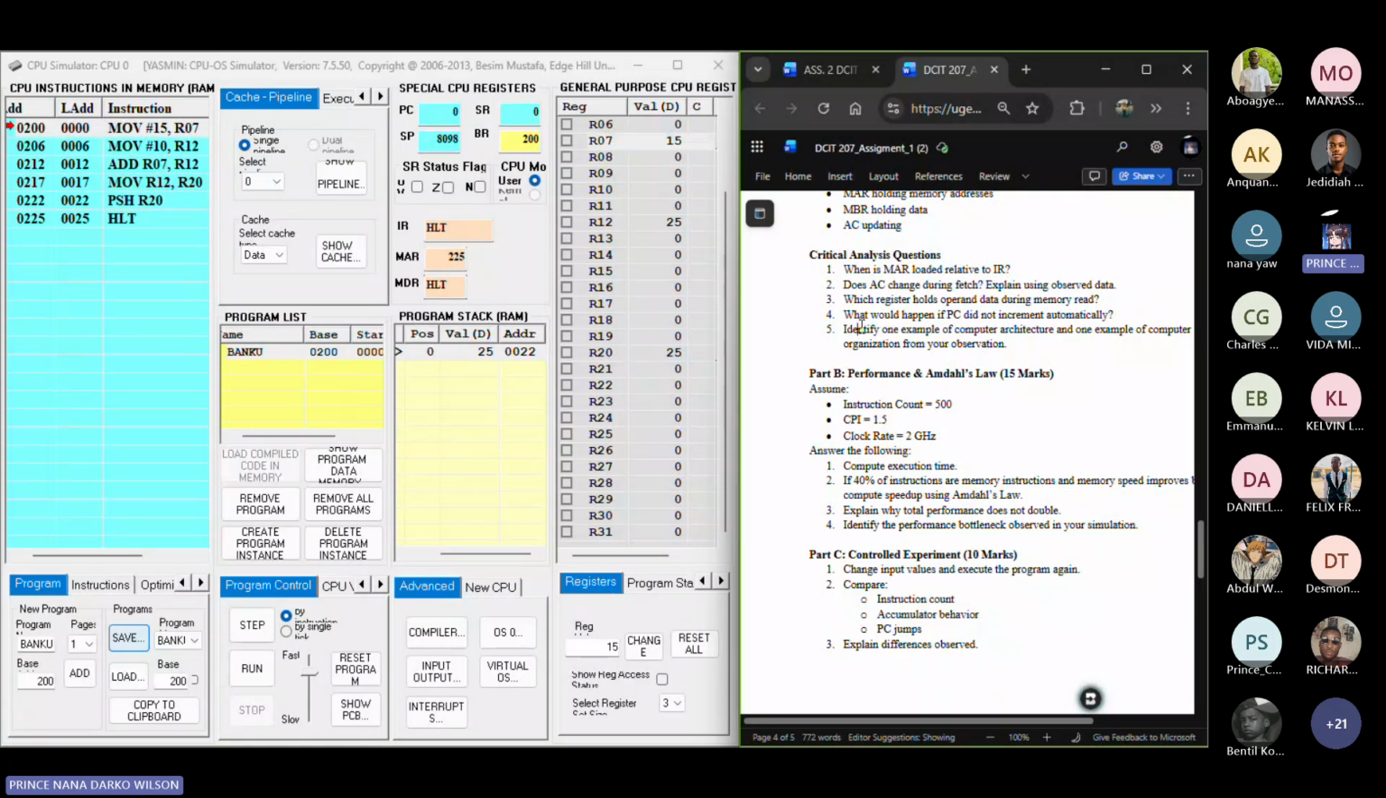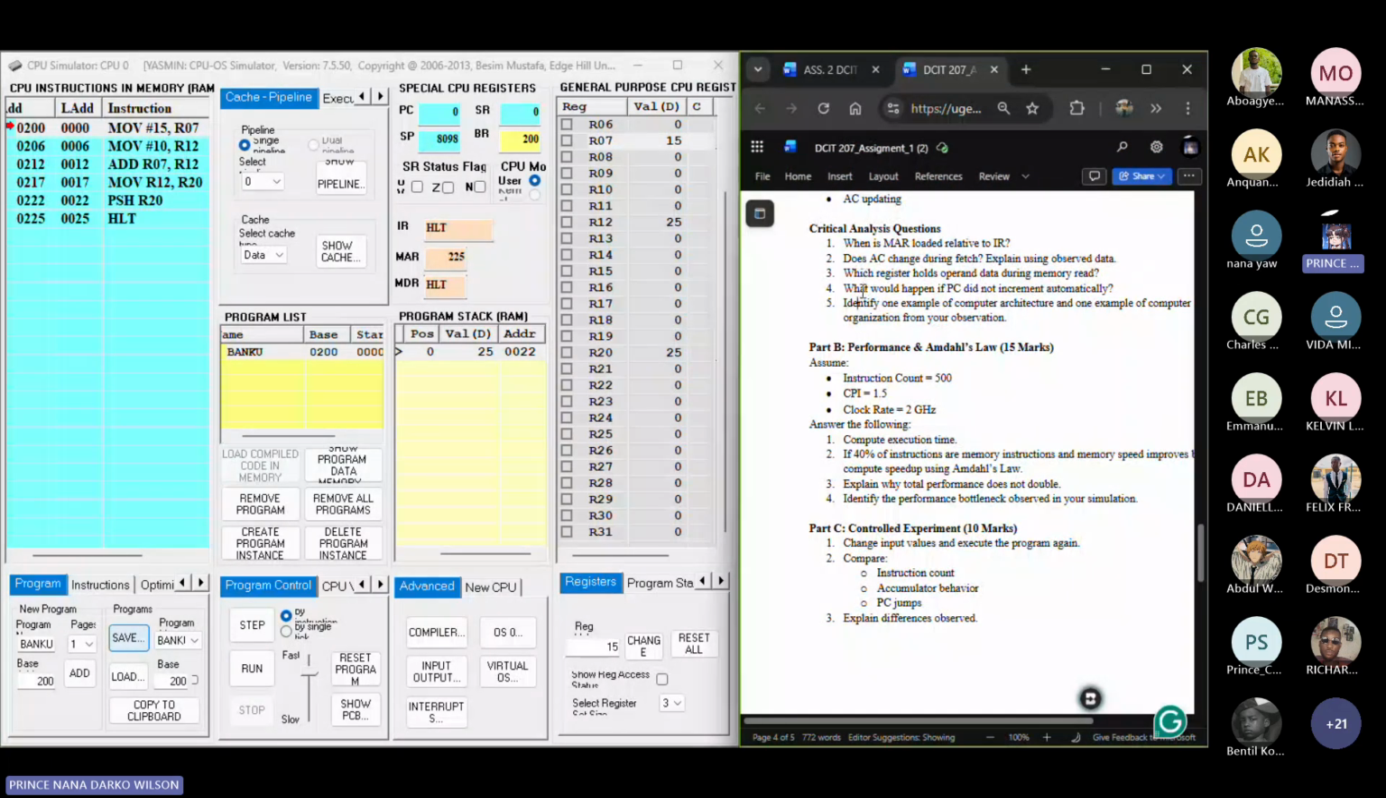I hope you're taking notes because this is the last session we'll do on this. What will happen if the program counter does not increment automatically? So if the program counter does not increment automatically, the program is going to stop running. The guide said to move from here to here. So if it's not incremented automatically, the program will come to a stop, right? The program is going to halt because the program counter is not giving us a new address to update to.